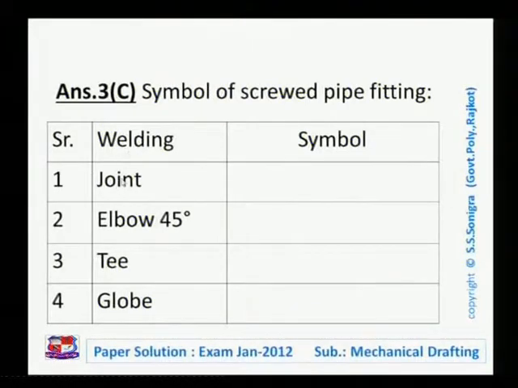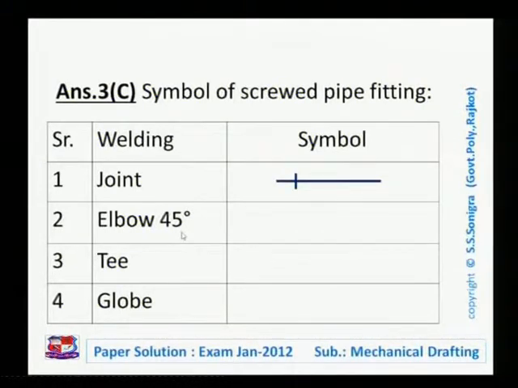First is welding joint, that is joint. It is drawn like this, and as it is a screwed pipe fitting, you have to draw a single line over here, one straight horizontal line and a small vertical line. If instead of screwed pipe fitting, flanged pipe fitting is asked, then you have to draw 2 lines instead of this 1 line. If you draw 2 lines over here, it becomes flanged pipe fitting.